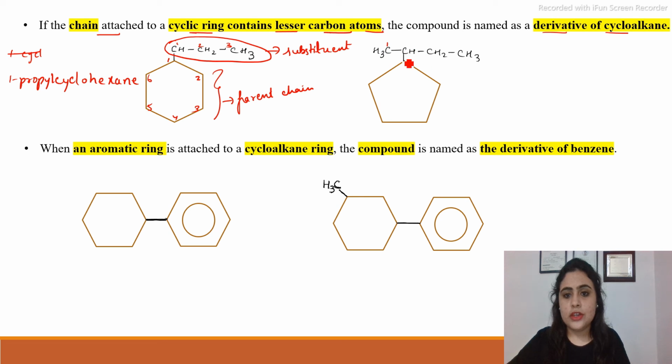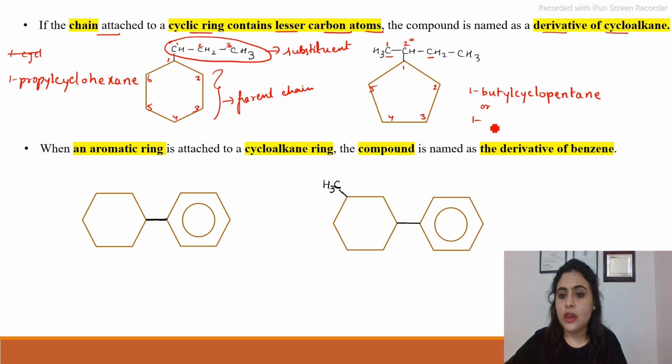Here again you will number the cyclopentane part because this is the parent chain. And the one with fewer carbon atoms will become the substituent. So at the 1 position we have a butyl. So we'll write 1-butylcyclopentane. Or we can also write 1-sec-butyl, because this carbon is a secondary carbon where it is attached. Both carbons are attached, so this is a secondary carbon. The most appropriate name will be 1-sec-butylcyclopentane.